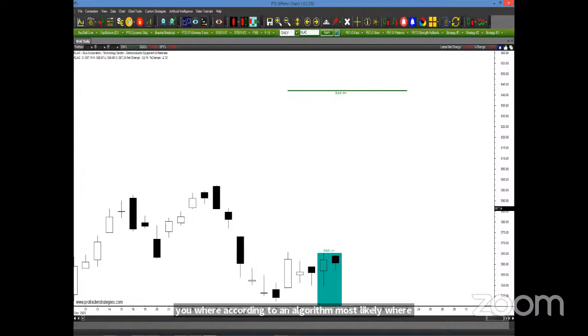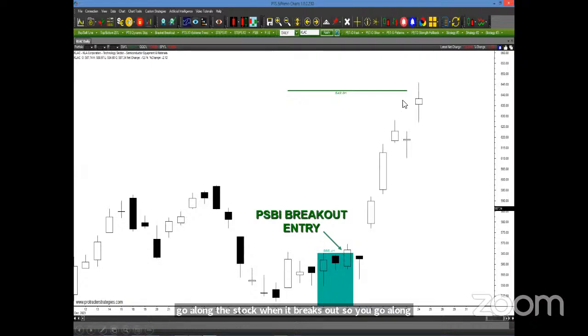Now, you can use this as an exit. You can use it as a benchmark. It's up to you. But let's say you decide to go long the stock when it breaks out. So you go long the next day right here. And look what happened. It went right up there in the next week or so to that algorithmic point. And this is what happened this past week in KLAC. So this is an amazing tool.